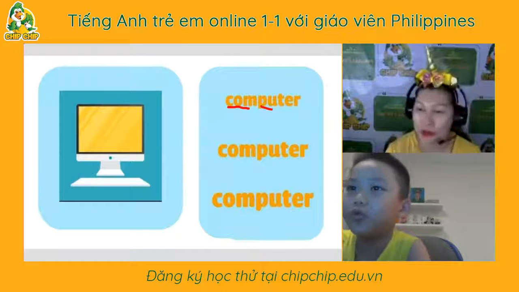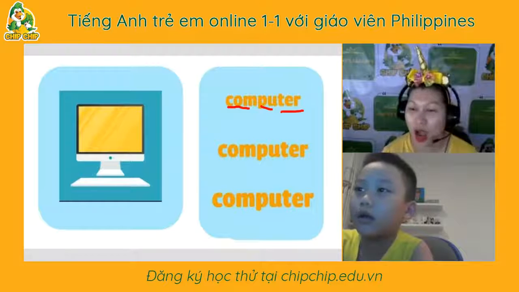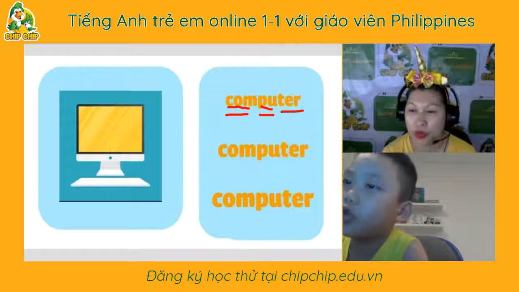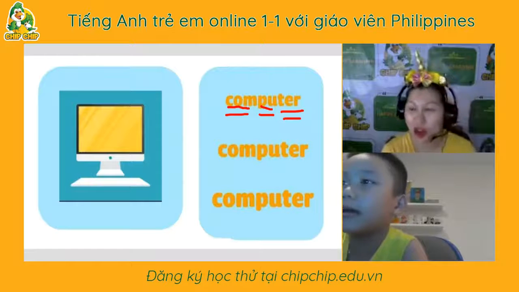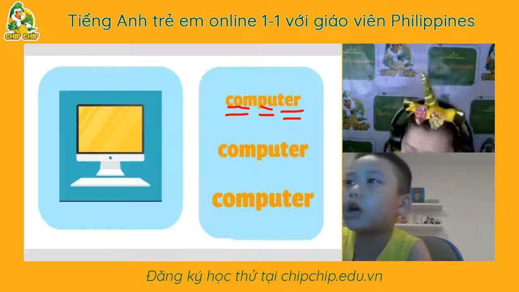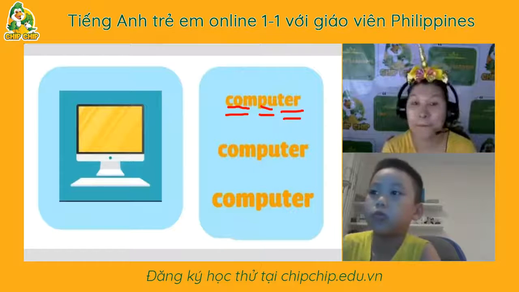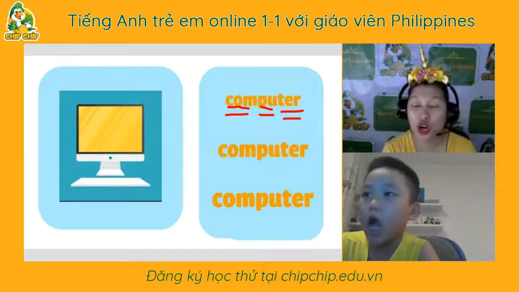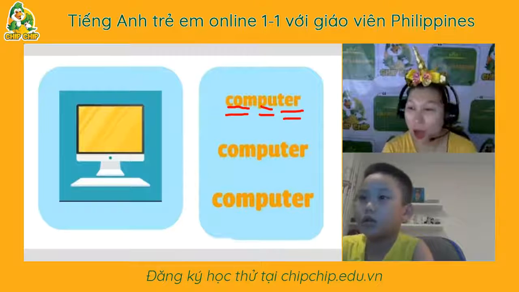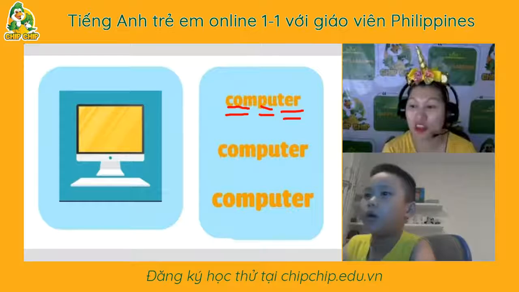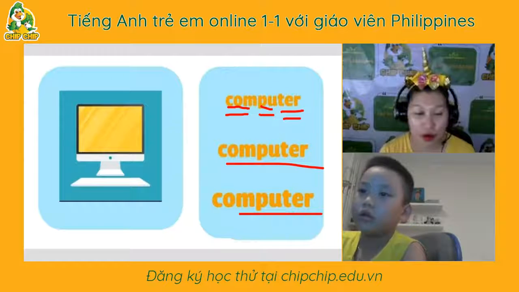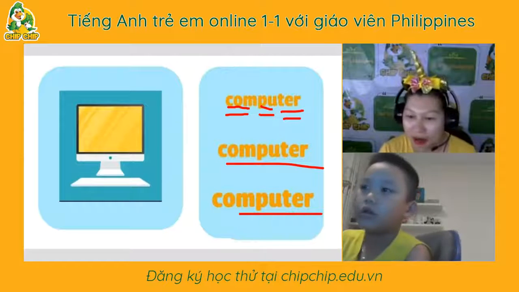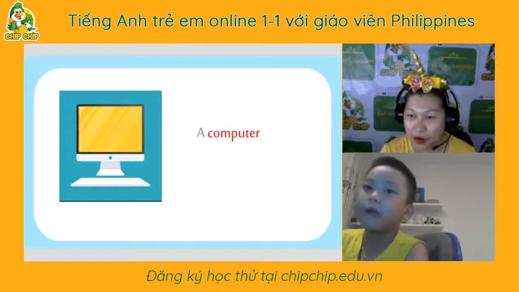Computer. Com. Pew. Tur. Computer. A computer. Computer. Very good. All right. A computer. A computer.